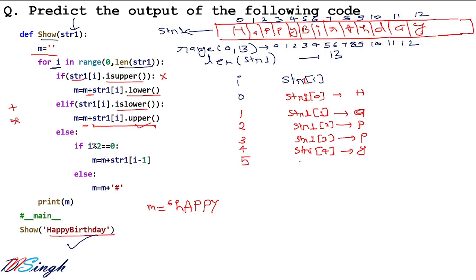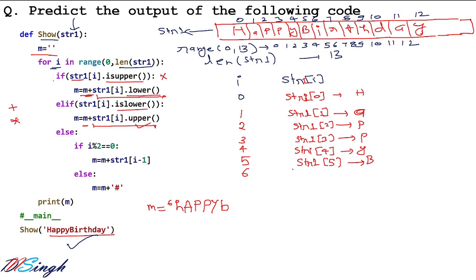Next is index 5. So str1 of 5, what will you get here? At the fifth index you will have capital V, after the space in HAPPY BIRTHDAY. So capital V will match the first if statement, that the value at index is in uppercase. Yes, it is in uppercase. So convert it into lowercase and then concatenate with the string m. So it will be converted into lowercase and added into m.